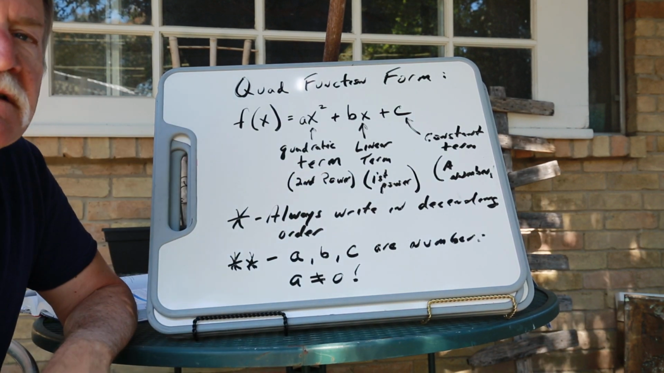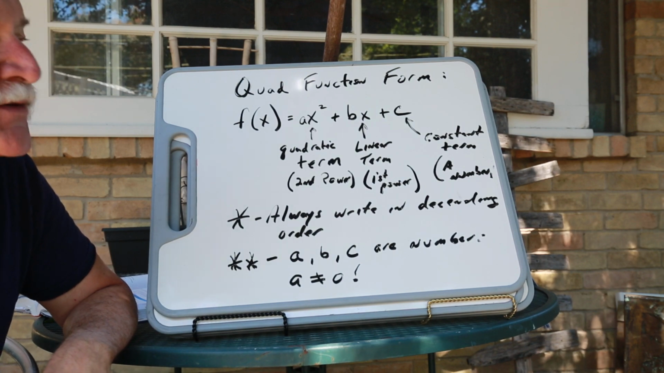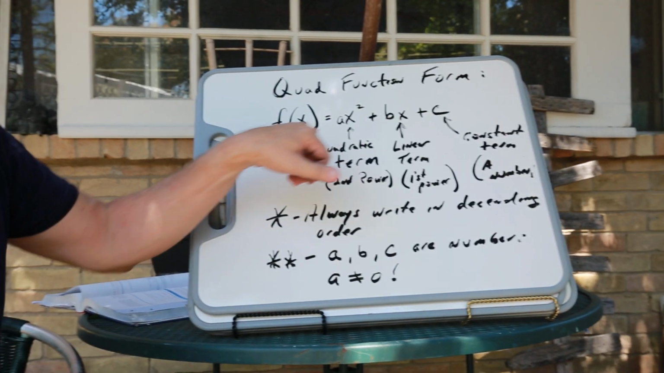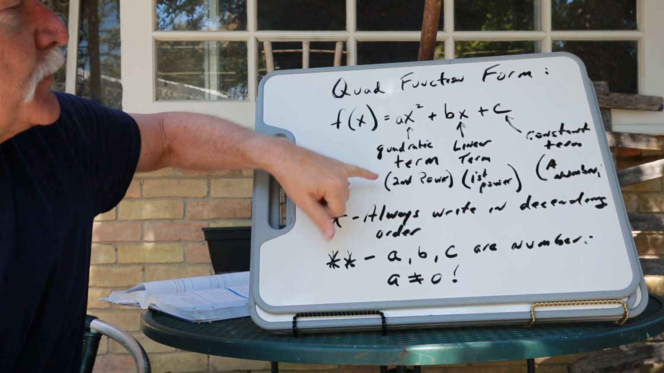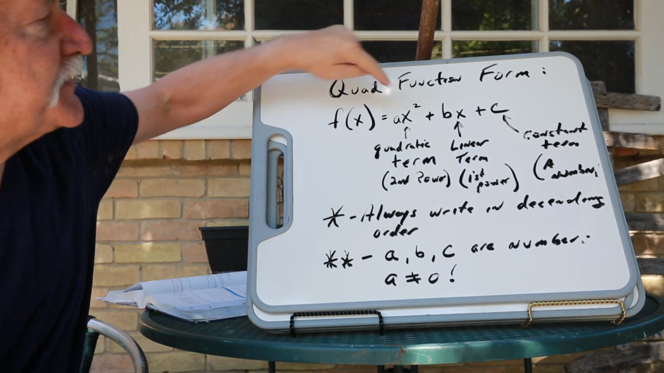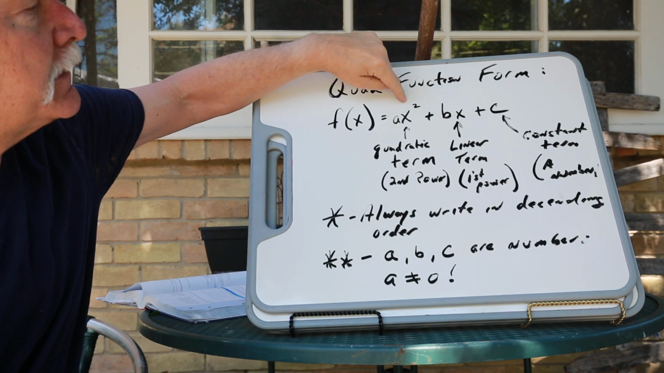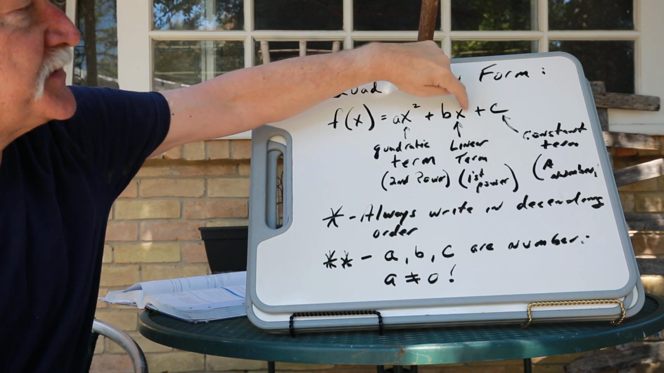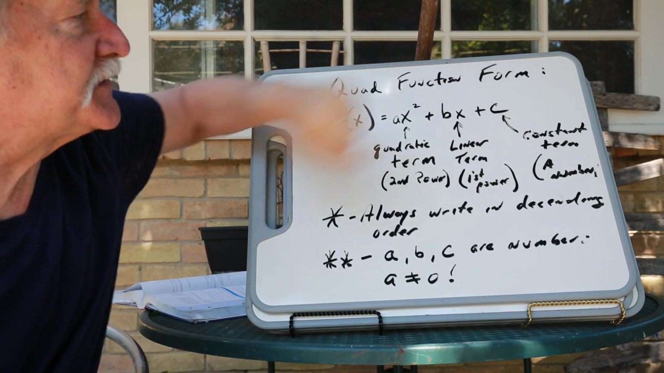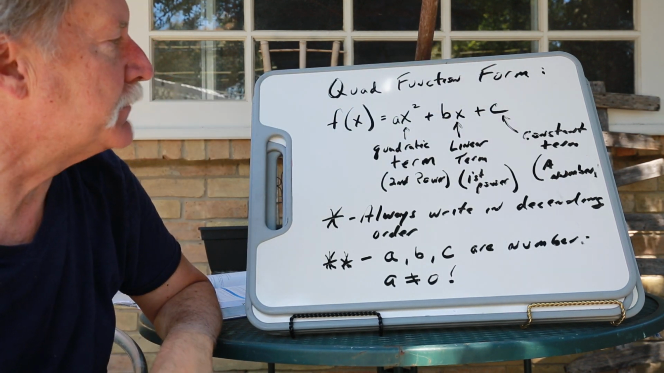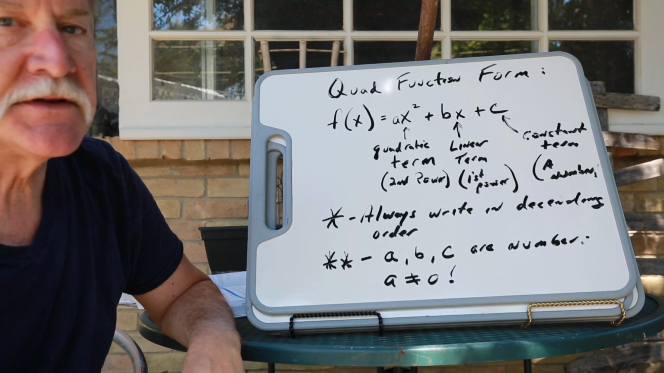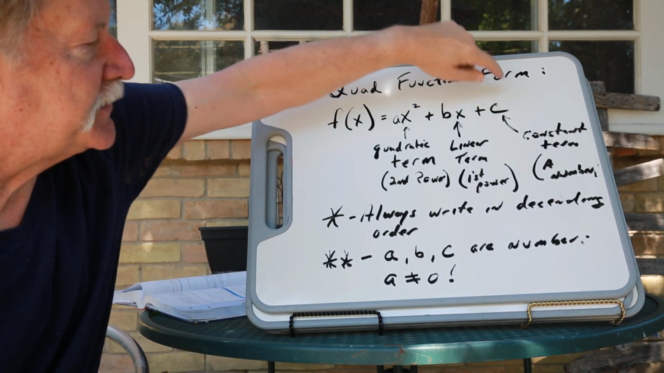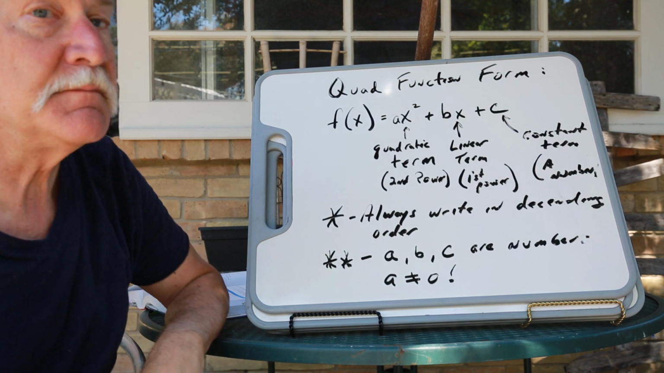These are written in descending order of the exponential power. A, b, and c are numbers. Ax squared is called the quadratic term because it has a square. B is a linear term because it's x to the first power, and c is the constant term because it's just a number. Okay? Always remember that when you start doing this stuff, to write it in descending order.